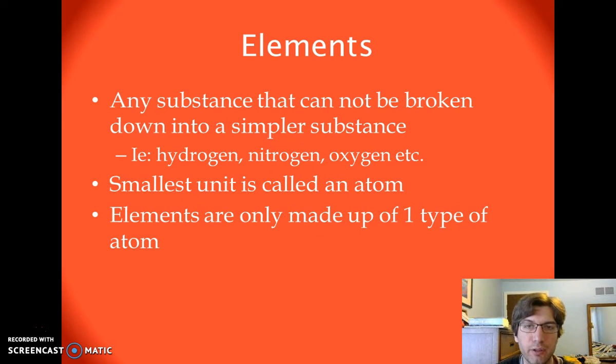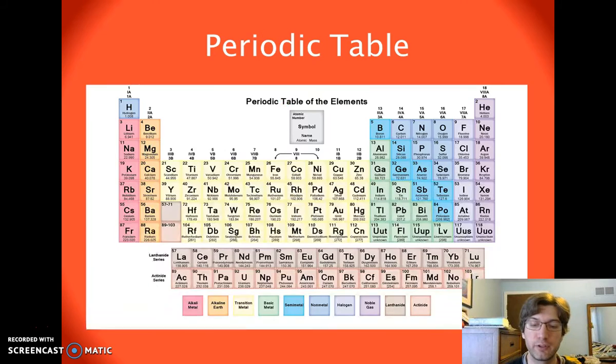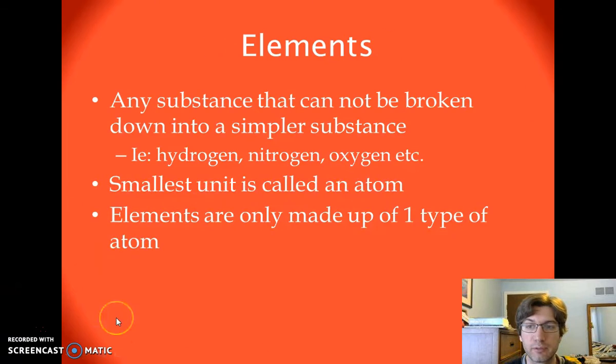In order to know what a compound is, we need to know what elements are. Elements are any substance that cannot be broken down into a simpler substance. We have a whole table of these that I'm pretty sure you have at least seen. I don't know how familiar you are with it. But each one of these makes up a different element, all 118 that we know right now.